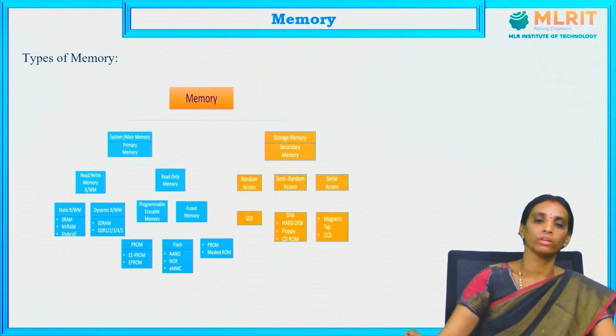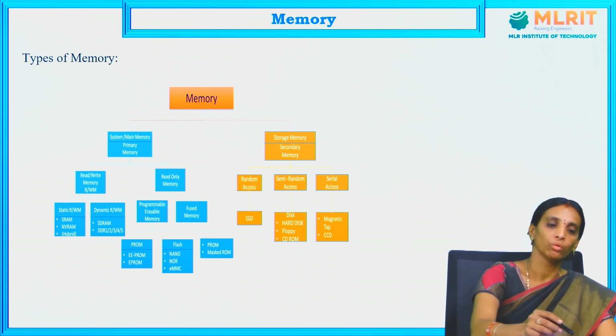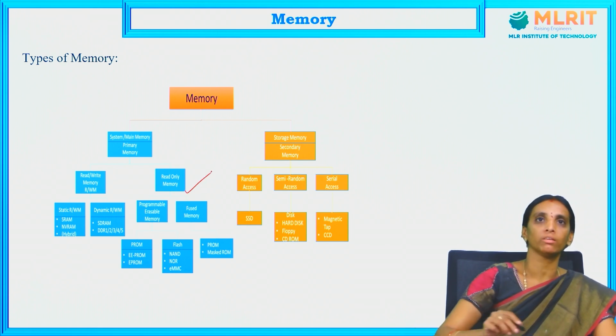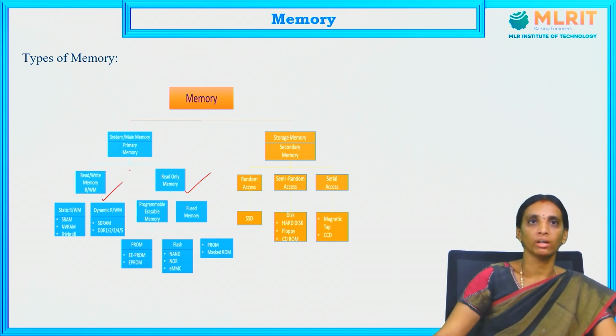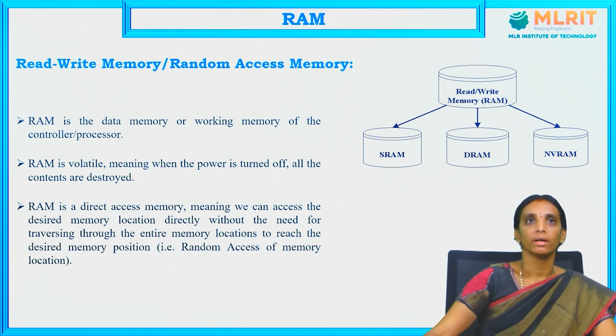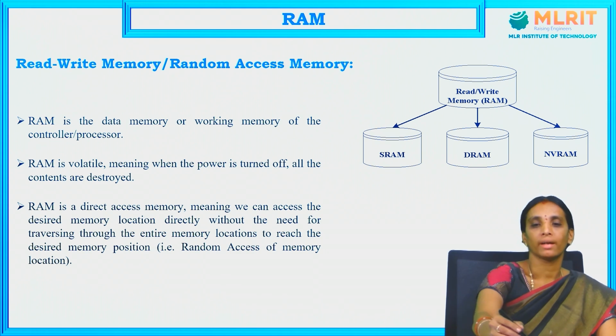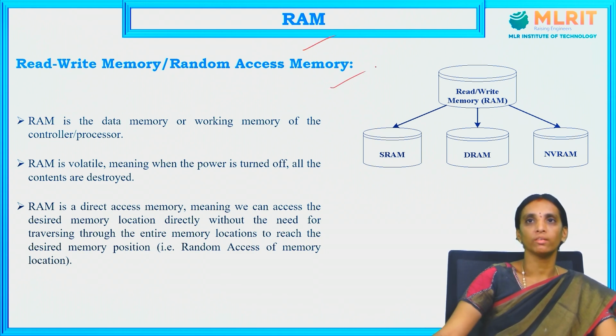This was already discussed in the last session. We completed the read-only memory in the last session. In today's session, we are going to discuss the read and write memory or random access memory, so both are the same. Next one is RAM, read and write memory or random access memory. This RAM is used for both reading and writing purposes.